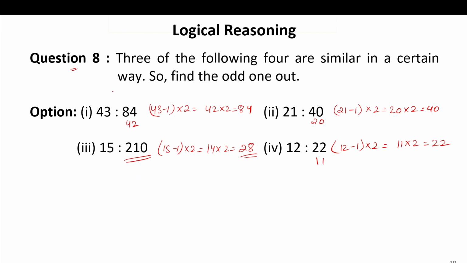Correct? In the rest of the cases, if this is A and this is B, A minus 1 into 2 was giving me B. This was the logic. But this is not correct for option number 3. Therefore, option number 3 will be the correct answer. Clear?